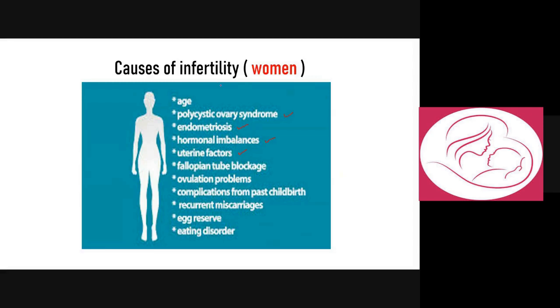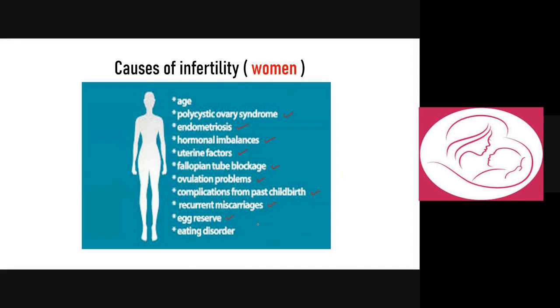You may have fallopian tube blockages, which I've shown you. Ovulation problem, where you are not producing healthy eggs. Complications from your past childbirth can also affect you conceiving the next time. Recurrent miscarriages are also part of infertility. Egg reserve: if your AMH hormone, that is anti-Mullerian hormone, and your follicle stimulating hormone, all those things are a little bit on the lower side, they are not producing good quality eggs.